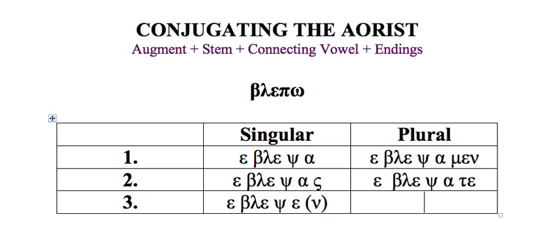Third plural, we have, again, the epsilon for the augment. Blep is our stem, sigma for the aorist. Those two combine for our psi. Alpha for the connecting vowel, and then nu for our ending. We have eblepsa, eblepsas, eblepsin, eblepsamen, eblepsate, and eblepsan.